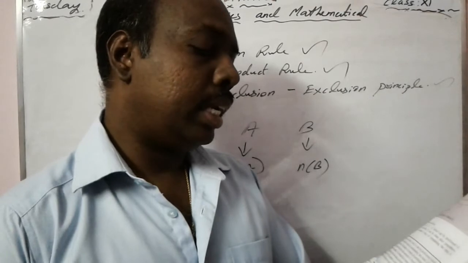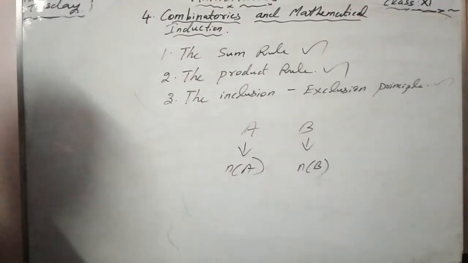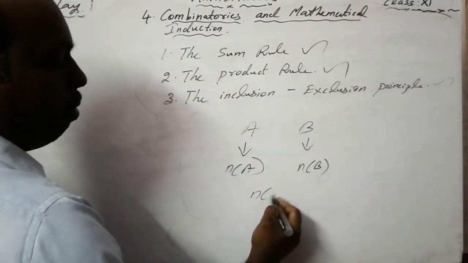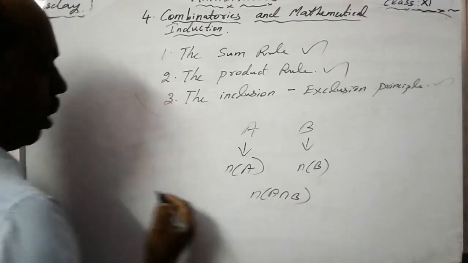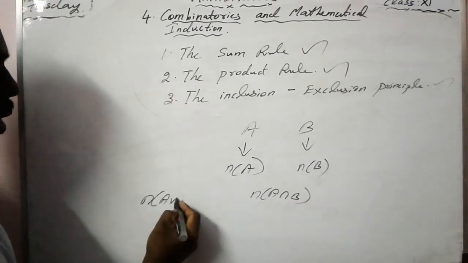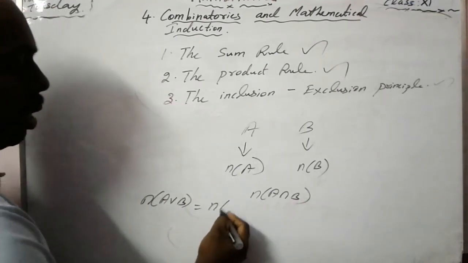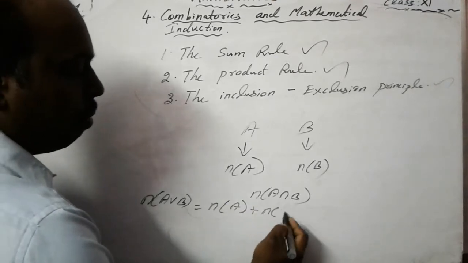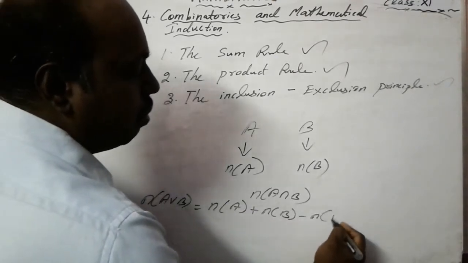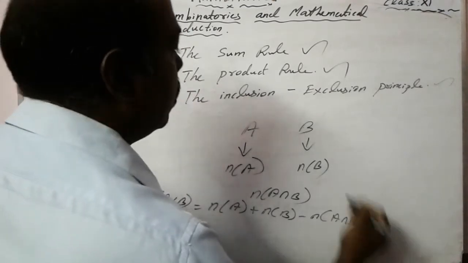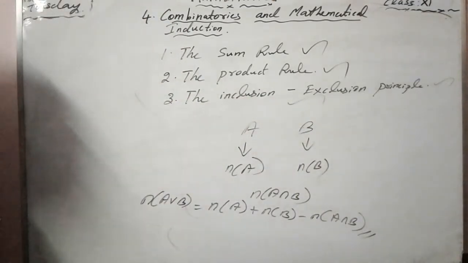Using the notation of set theory, both tasks means n of A intersection B. So this can be written as n of A union B equals n of A plus n of B minus n of A intersection B. This we call the inclusion exclusion principle.